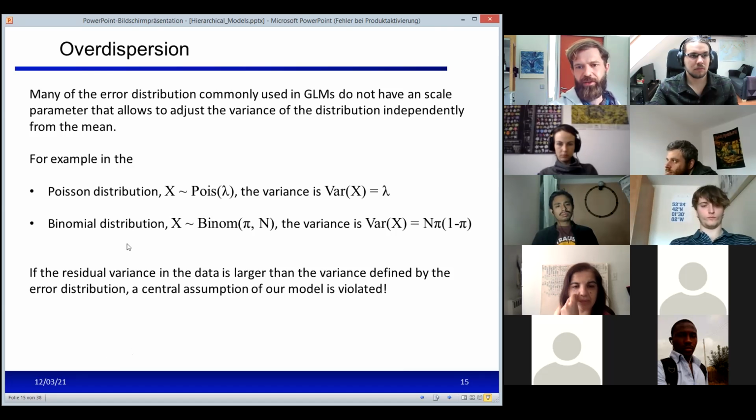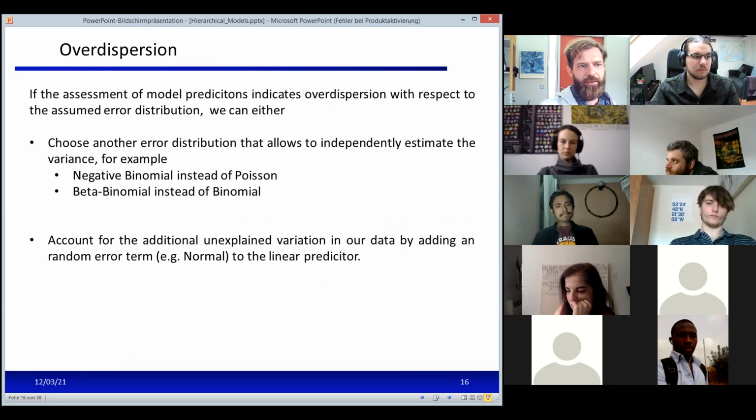That's why we often find that the actual variance in our data is larger than predicted by this simple GLM we are using. And that, of course, means that one central assumption of our model is violated. There are basically two ways to deal with this.